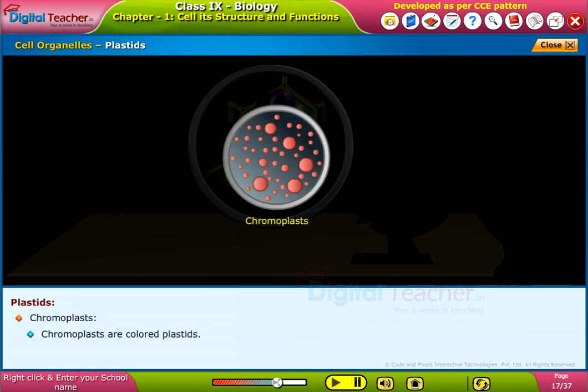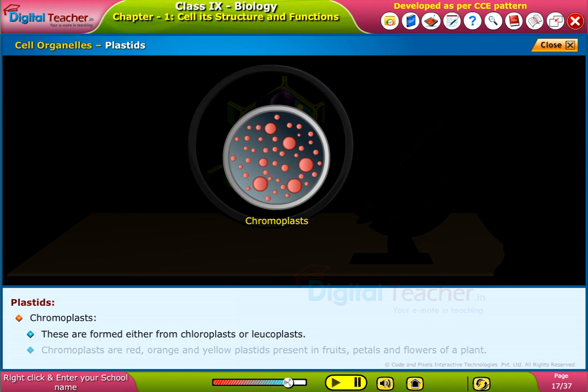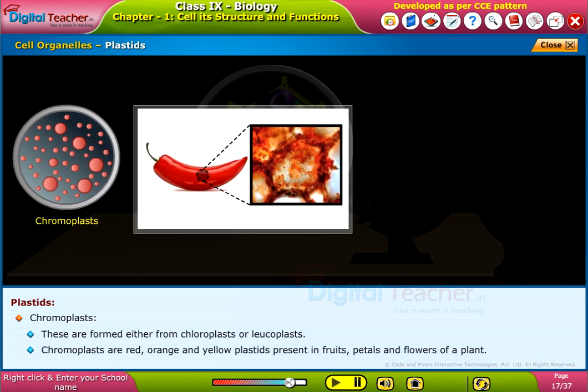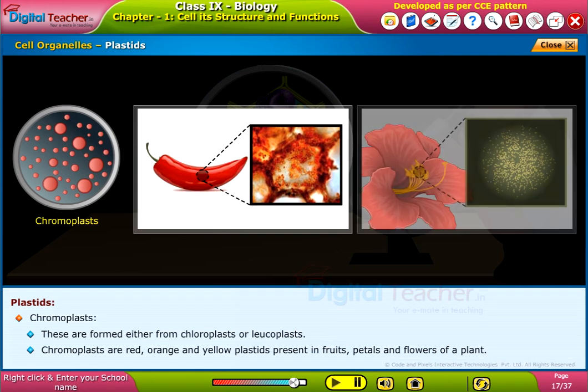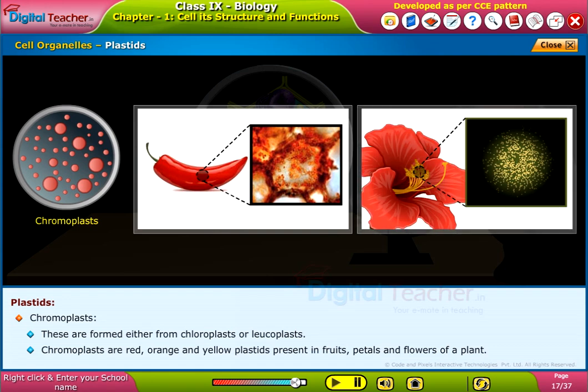Chromoplasts. Chromoplasts are colored plastids. Chromoplasts contain fat-soluble pigments. These are formed either from chloroplasts or leucoplasts. Chromoplasts are red, orange, and yellow plastids present in fruits, petals, and flowers of a plant.